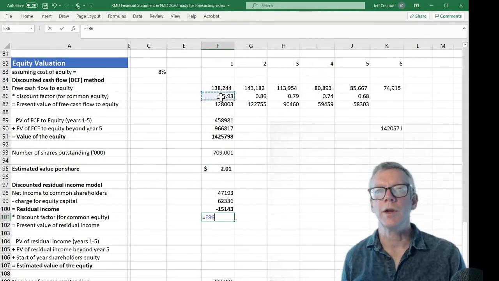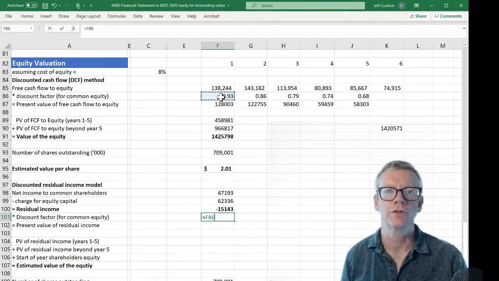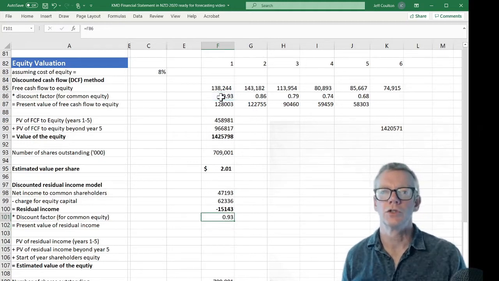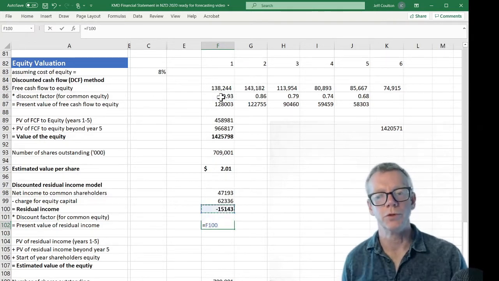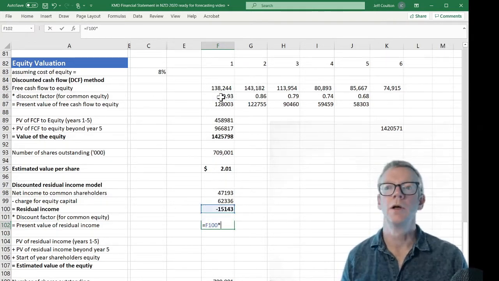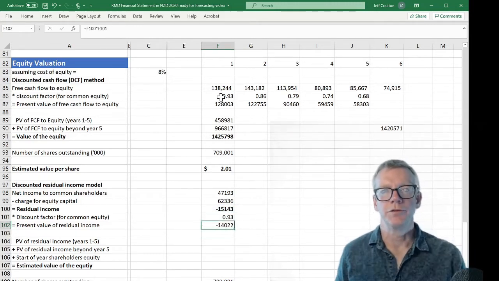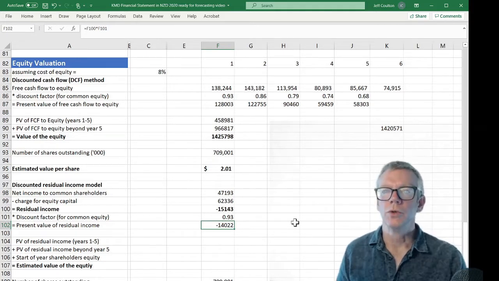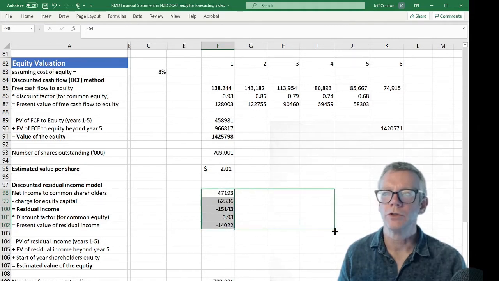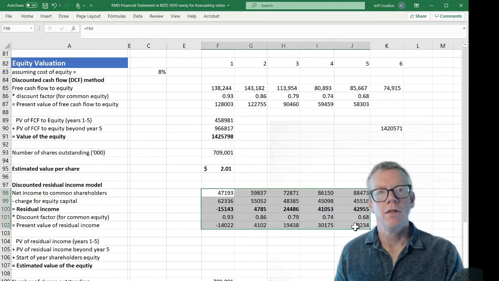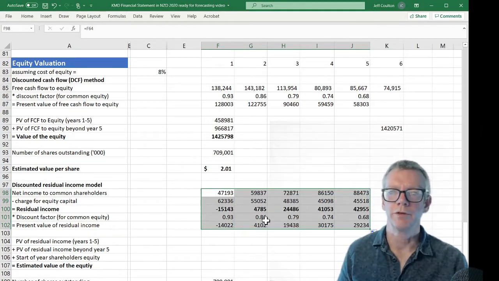I'm going to use the same discount rate because it's still the cost of equity capital, because we're valuing the payoffs that the shareholders receive. So the present value of residual income will be the residual income amount that we've just calculated multiplied by our discount rate. And like we did for the free cash flow model, I'm going to grab those cells and copy those across for the first 5 years. That will get me the present value of residual income for years 1 to 5.